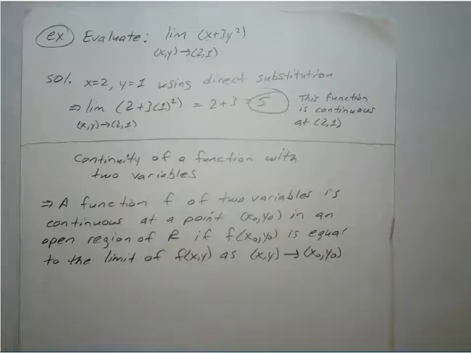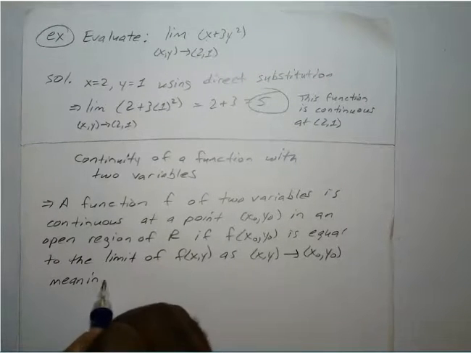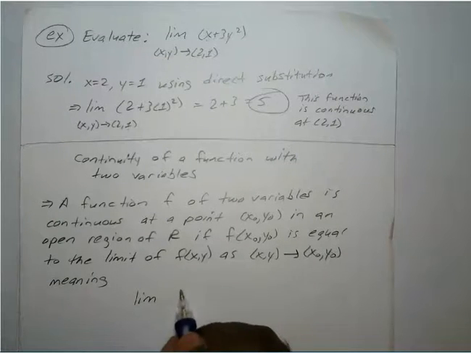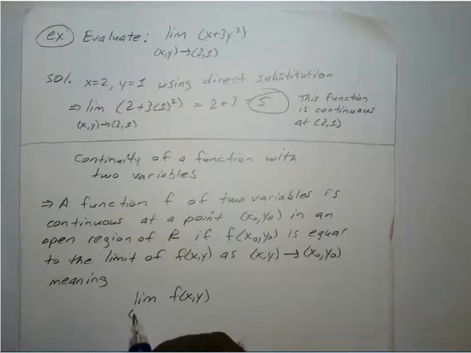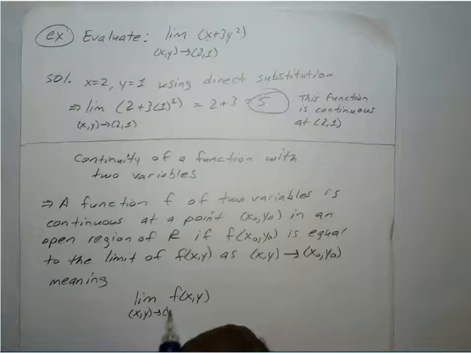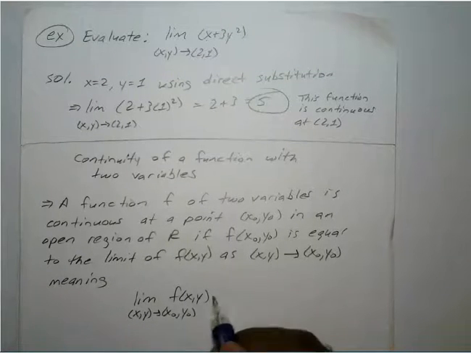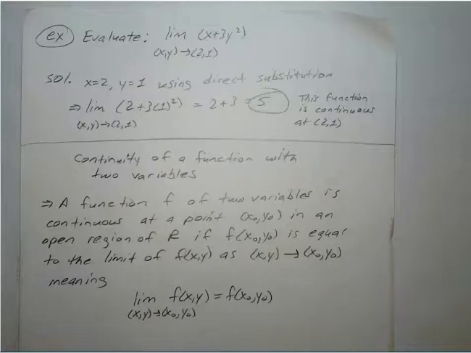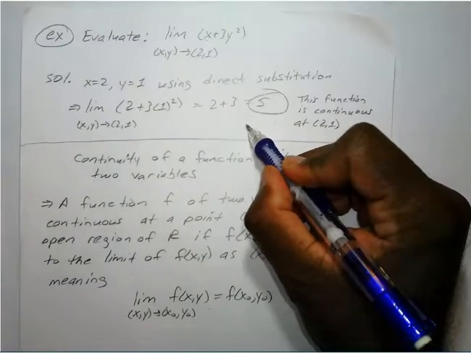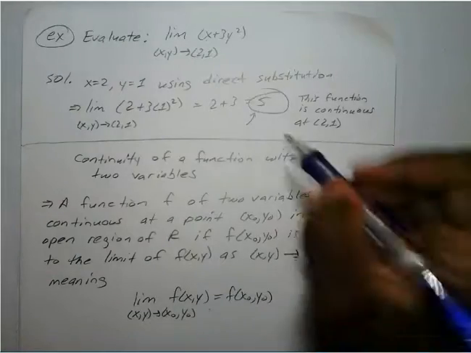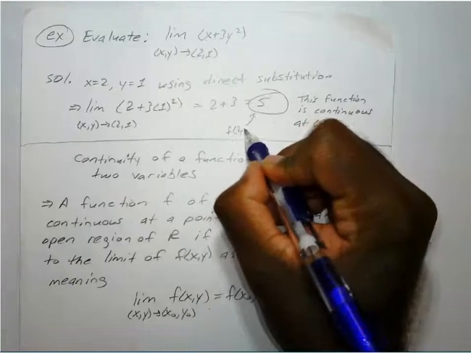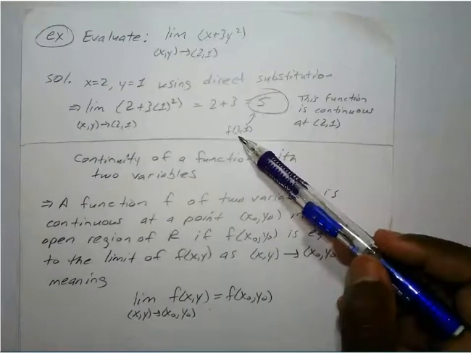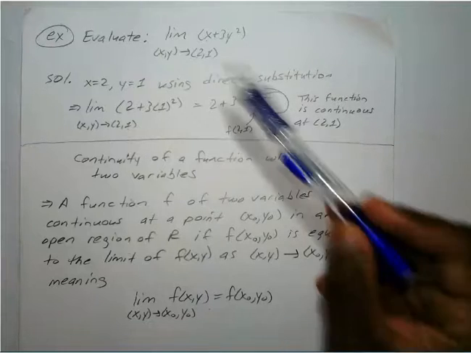Okay. Now in a formula term, that's just meaning that the limit of f of xy as your x and y approaches your x0, y0 is equal to f of x0, y0. Okay, so if we use this definition here, all this means is that 5, our limit, is equal to f of 2, 1. We replace x with 2 and y with 1, we got 5. So that's your x0 and y0.